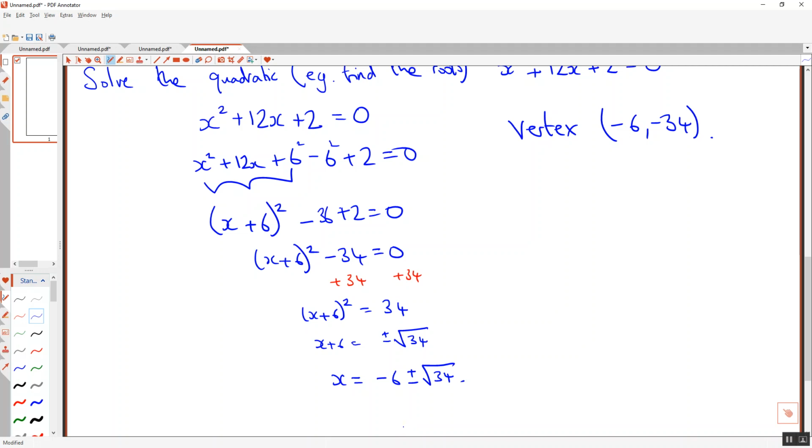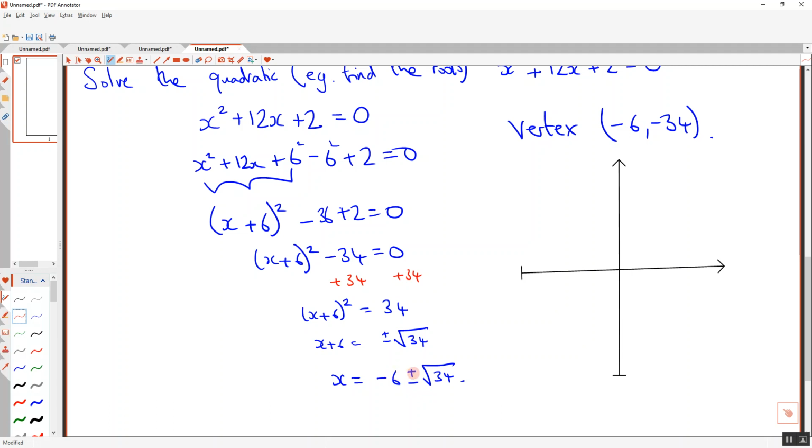Sorry? That's for finding the roots. So if I was to sketch this now, alright, so if I was to factorize this, sorry, one sec. So -6 plus the square root of 34. Now, the square root of 34 is roughly what number? Yeah, but slightly less than 6, isn't it? 5.9. Yeah, it's going to be less than 6.